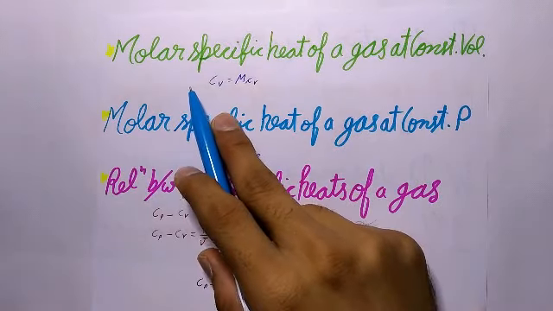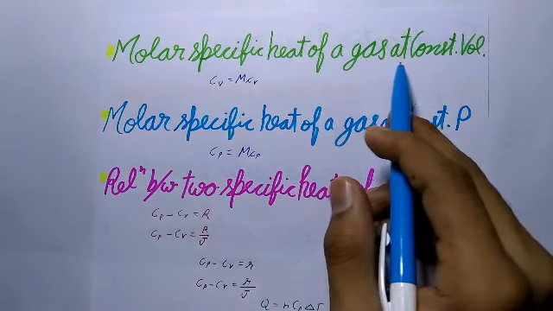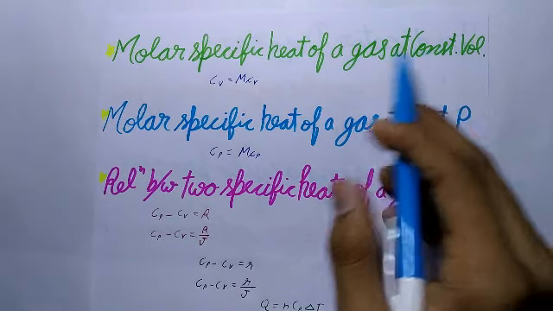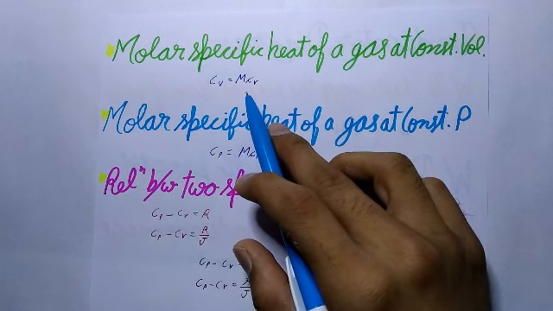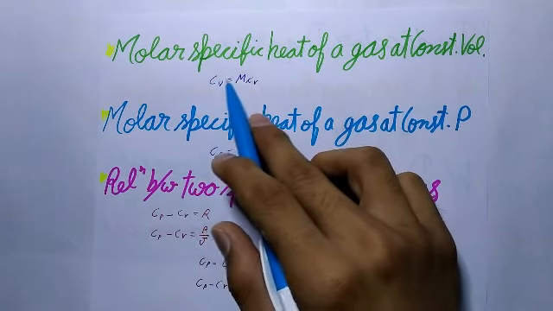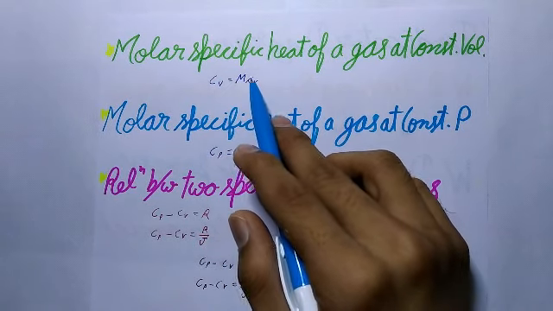Now next is the molar specific heat of a gas at constant volume. It is defined as the amount of heat required to raise the temperature of 1 mole of the gas through 1 degree Celsius at constant volume. If small cv is the specific heat of the gas for 1 gram at constant volume and capital M is its molecular weight, then the molar specific heat at constant volume is given by Cv equals M into small cv.